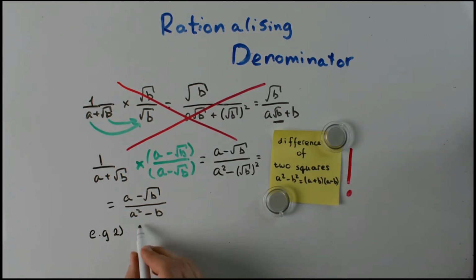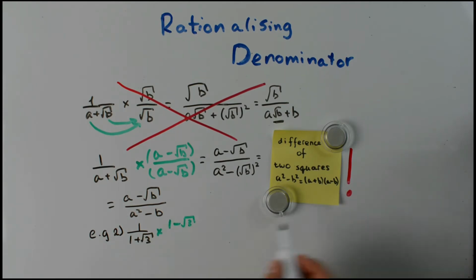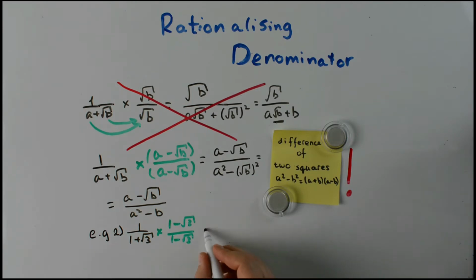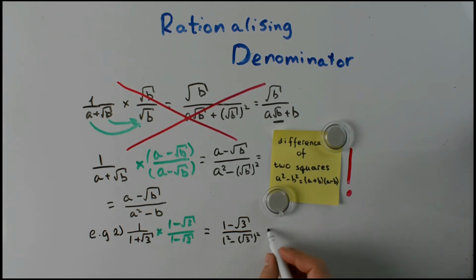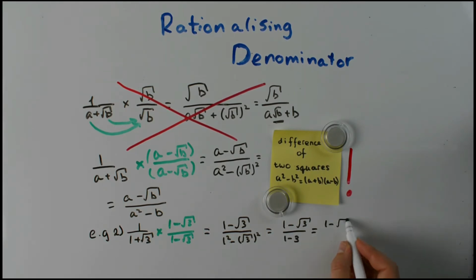Our second example is going to be 1 over 1 plus square root of 3, so I'm just going to times it by the negative sign of the denominator, so it's going to be times by 1 minus square root of 3 over 1 minus square root of 3, and then the top will stay the same because we're timesing by 1, and the bottom will be the difference of two squares. Remember, once you get rid of the square root you will simplify it, so you will get 1 minus square root of 3 over minus 2.